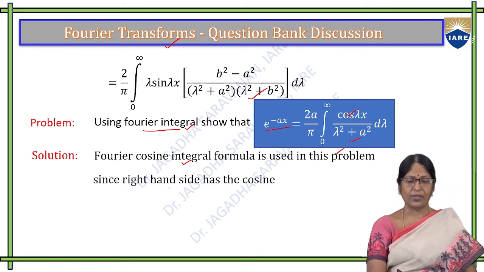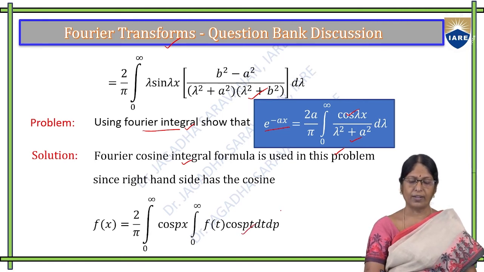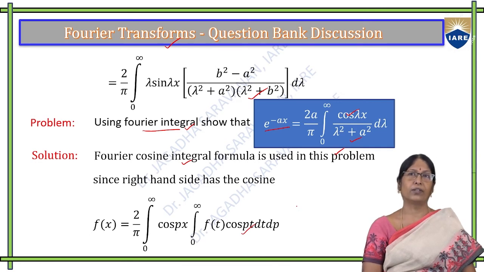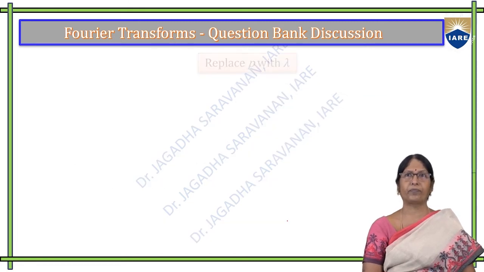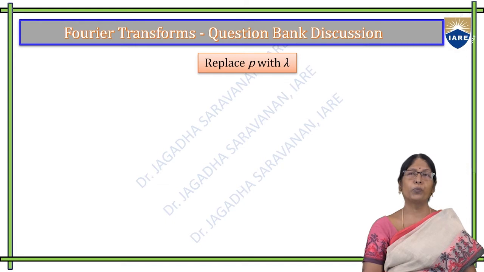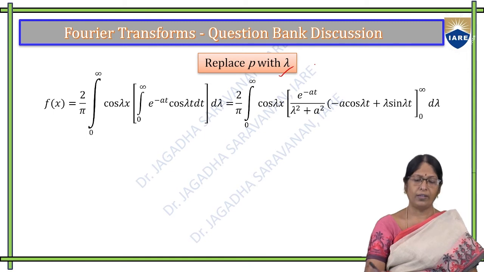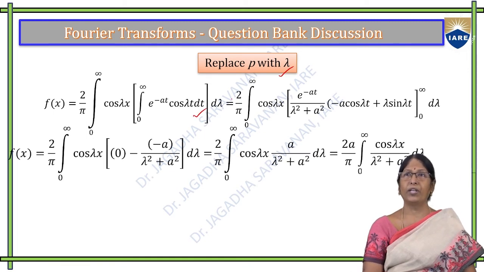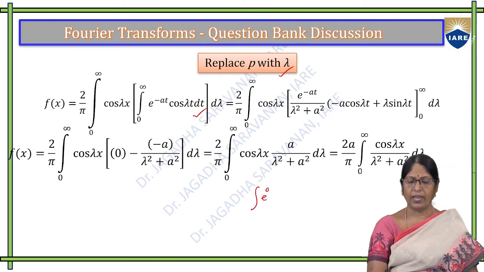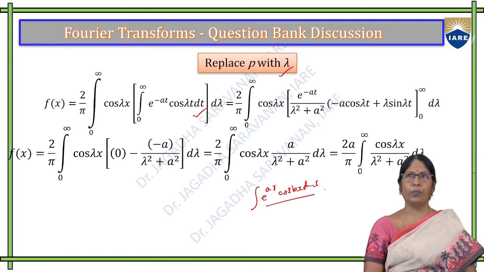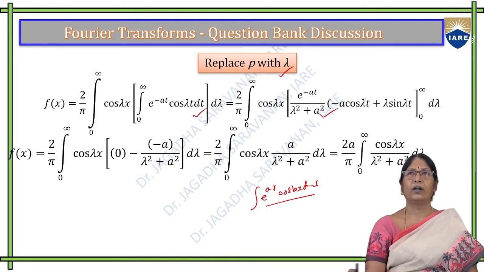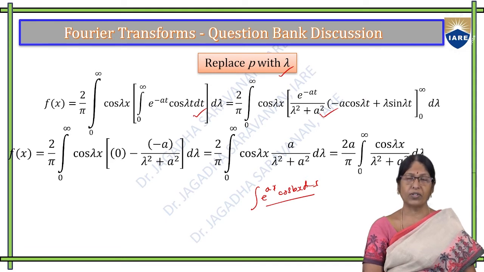That is the reason it is written here. Since the right hand side has the cosine term, we selected the cosine integral Fourier formula, which is written here. In what is to be proved, lambda is there, so replace p by lambda, and we will use the integral of e power ax cos bx dx. This is the integral formula to be used. According to that, we will do the comparison study.